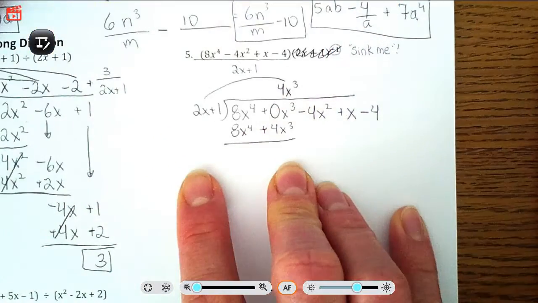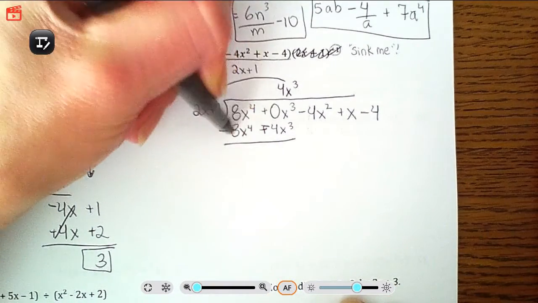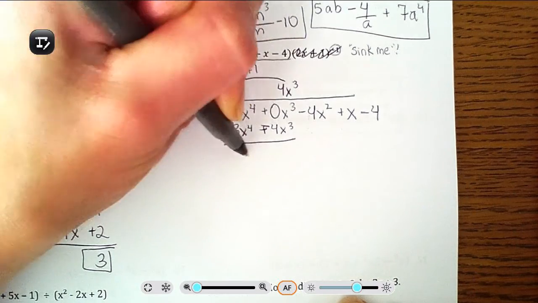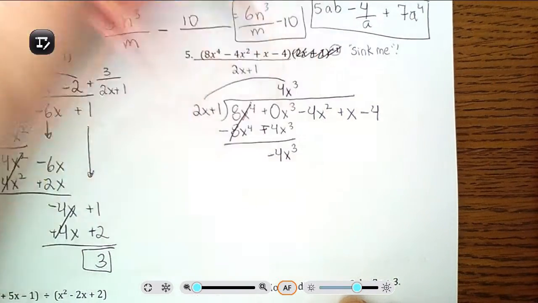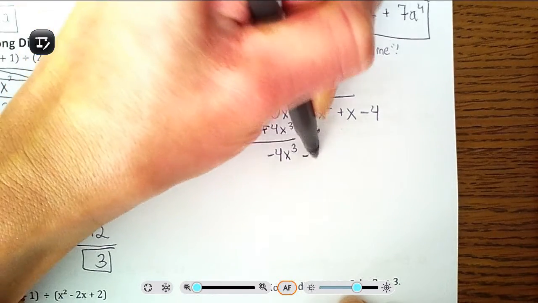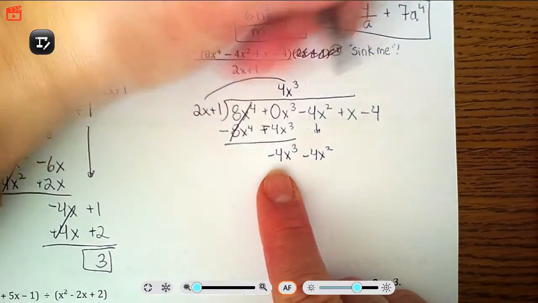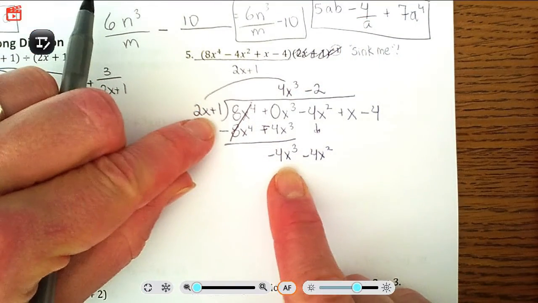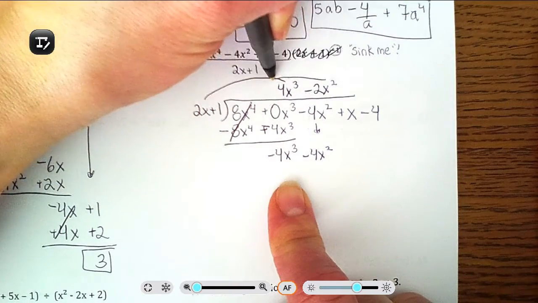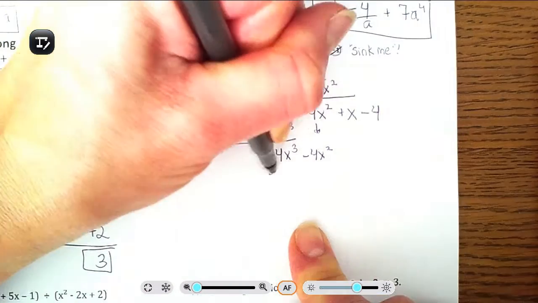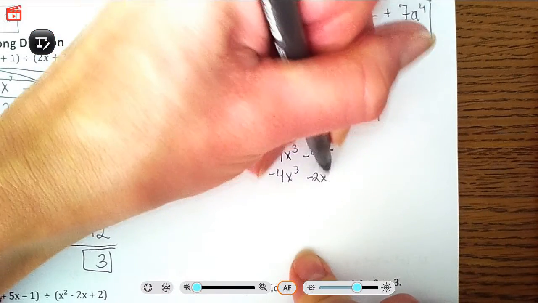Go ahead and draw the line. What happens next? Slash both signs, like Walmart slashes prices, and 8x to the fourth minus 8x to the fourth goes away. 0 minus 4 is negative 4x to the third. Bring down minus 4x squared. Match them up. 2 times what gets you negative 4? Negative 2. And x compared to x to the third, it needs x squared. Distribute. Negative 2x squared times 2 is negative 4x to the third. Negative 2x squared times 1 is negative 2x squared.